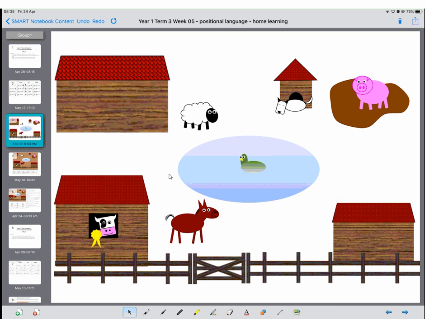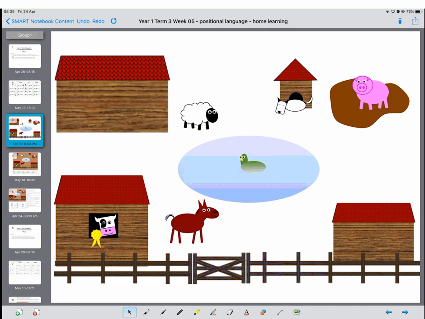Okay, so here is the map of the farmyard where the ladybird lived. So we've got a sheep at the top with a dog and with a pig in its mud. In the middle, we've got a duck and a duck pond. And then at the front, there's the prize cow, and there's the horse, and there's also a couple of barns. There's some more buildings at the top, and there's a kennel at the top.